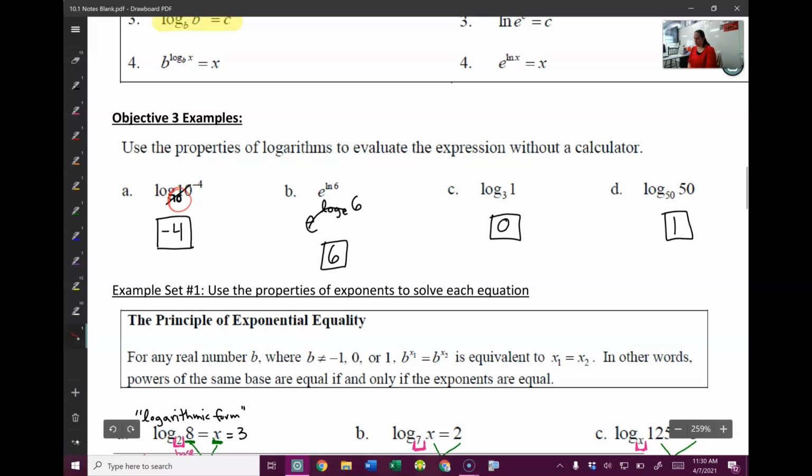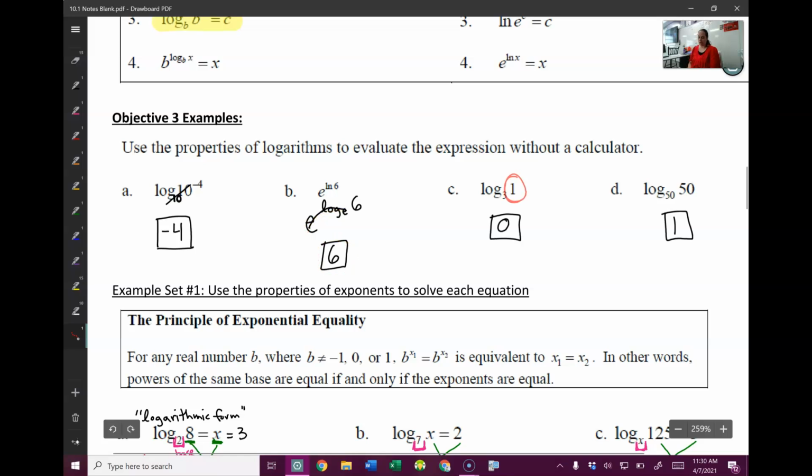So this first one, there's no base there, so we assume it's a secret 10. Anytime there's no base, we assume it's a 10. We talked about that in the first video for this lesson. And because that's a 10 and that's a 10, they basically cancel each other out, and we're left with the negative 4. This one, ln, we also talked about in the first video that ln is the same thing as log base e. So I'm going to rewrite ln as log base e. And then I have e and e, they'll cancel each other out, and I'm left with the 6.